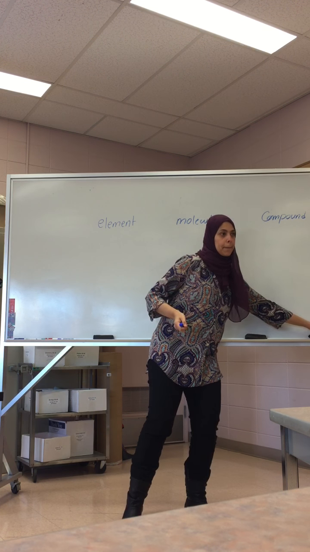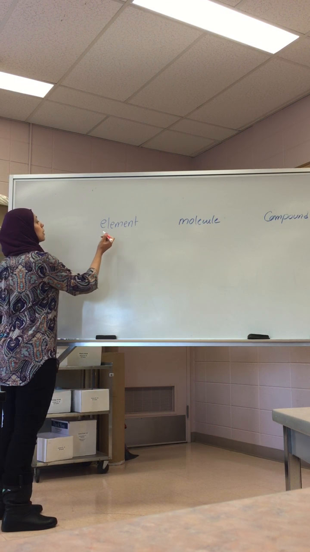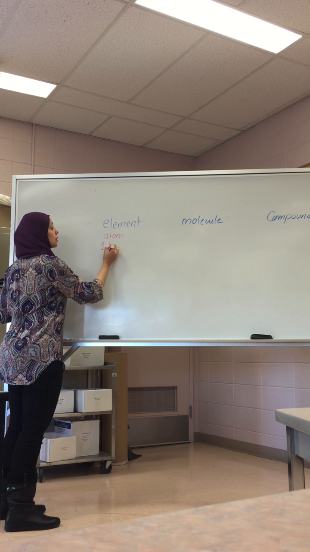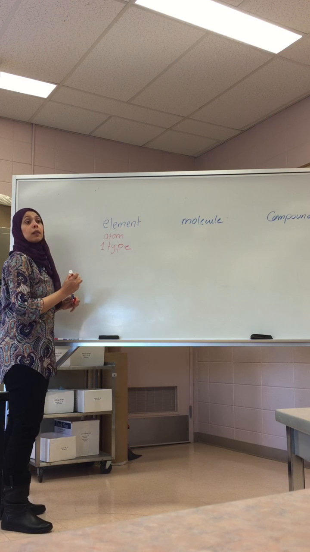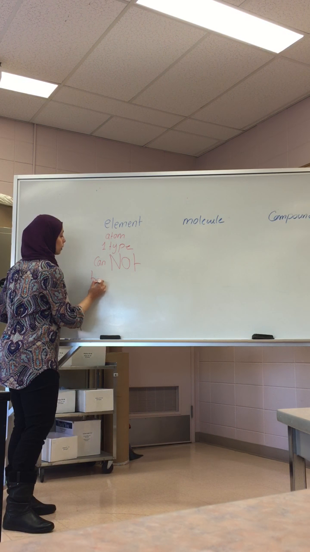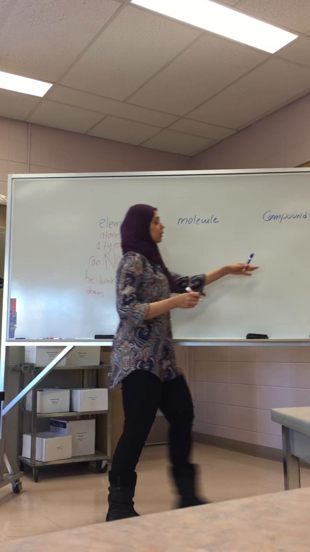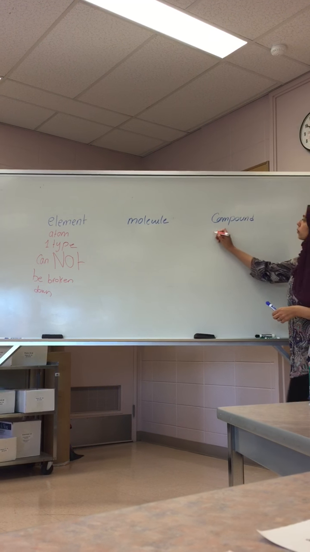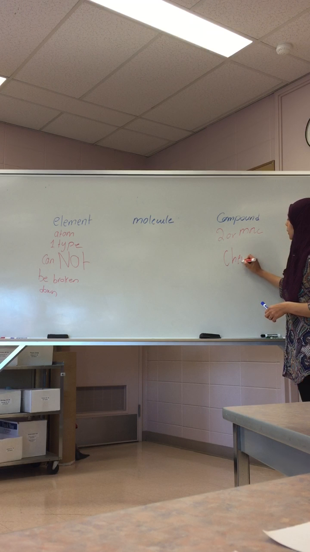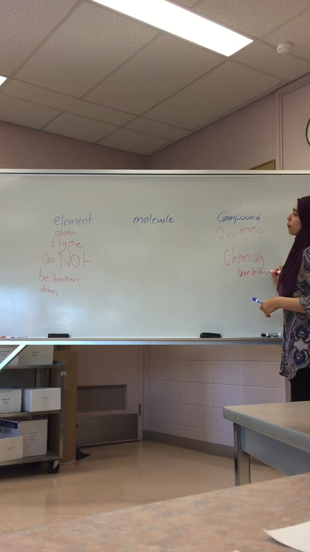An element would be like one of these, and then the molecule is like all of these together. Yes. You said the element is made up of, maybe we can say, an atom of one type that cannot be broken down. Brilliant. And what about a compound? Two or more, and we said what? Chemically combined.